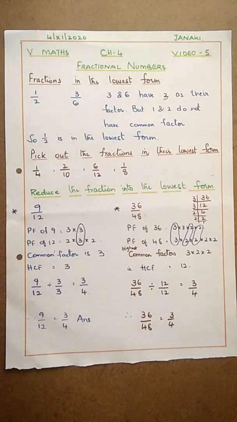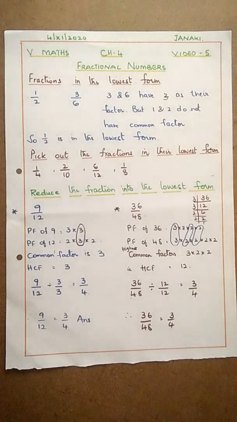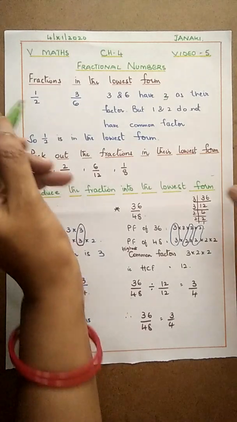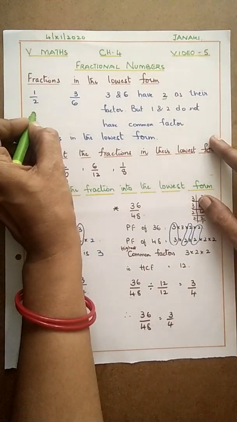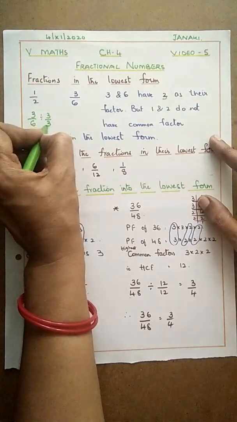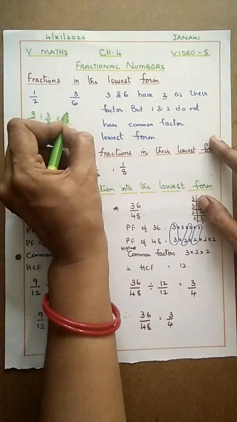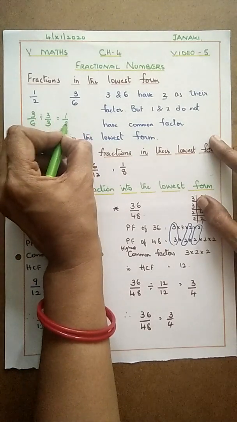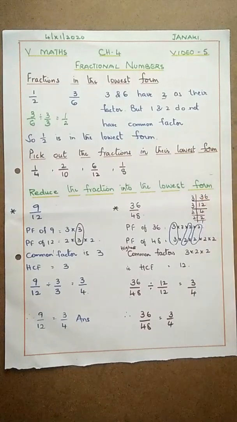When 3 by 6 is divided, numerator and denominator, by 3, we get a fraction which is in the lowest form, isn't it? So, if you take 3 by 6 and divide numerator and denominator by 3, 3 goes 1 time in the numerator, 3 goes 2 times in 6. So, you get 1 by 2.